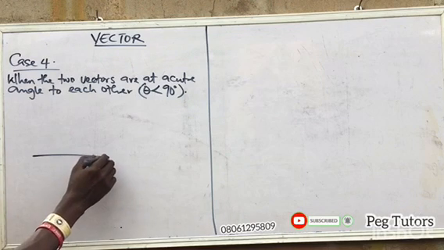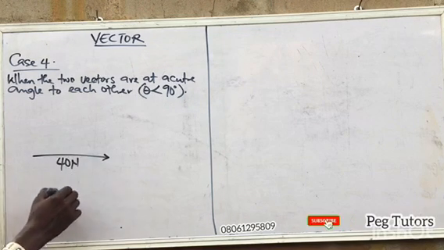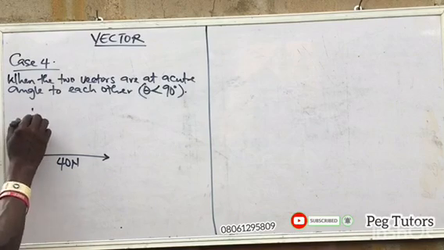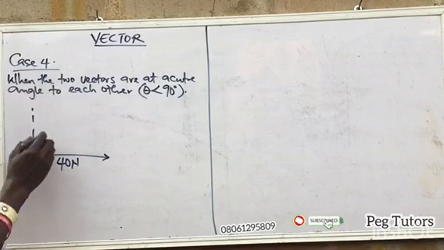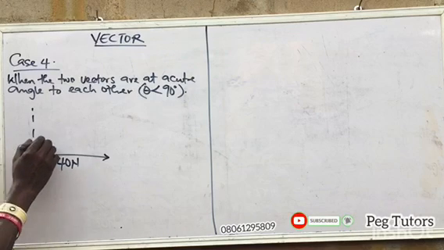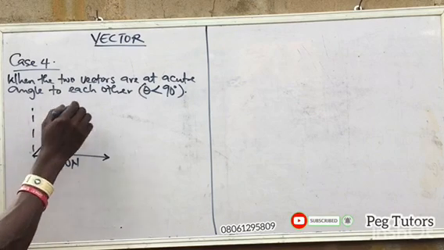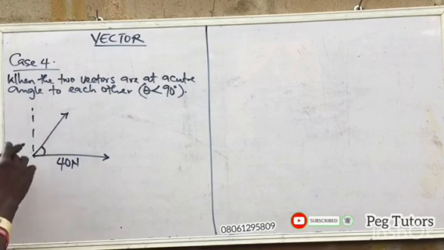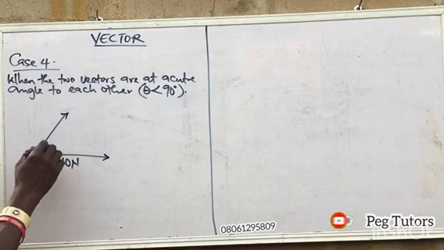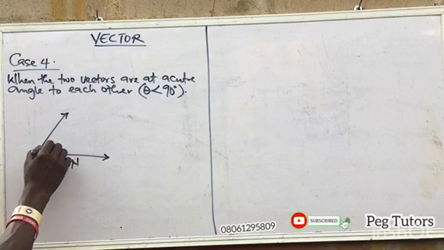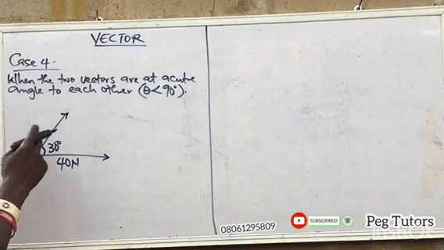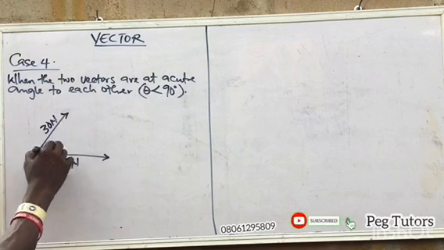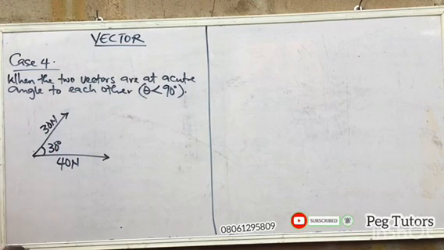So let's still use that 40 Newton case that we used before. And remember, this is supposed to be 90 degrees. But in this special case, the vectors are less than 90 degrees to each other. So let's assume the angle between them, instead of being 90 degrees, is 30 degrees, because 30 degrees is less than 90 degrees. So we have here also 30 Newton. Now how do we resolve this?